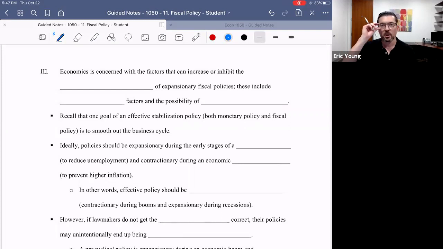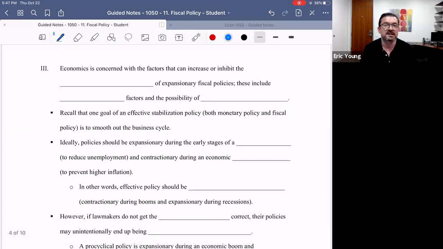In our first video, we laid out what fiscal policy is and the two tools of it, government spending and taxation. We laid out what expansionary and contractionary policies entail, and we discussed the multiplier. In this video, what we're going to be looking at is the effectiveness and some of the factors that can influence the effectiveness of fiscal policy.